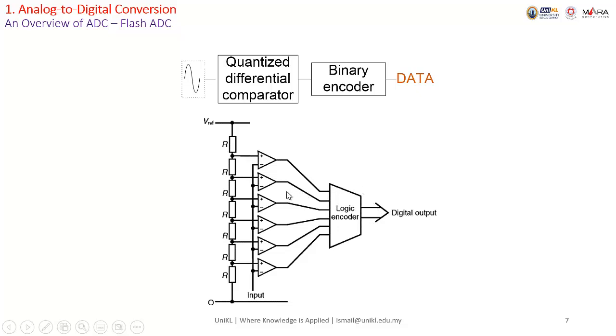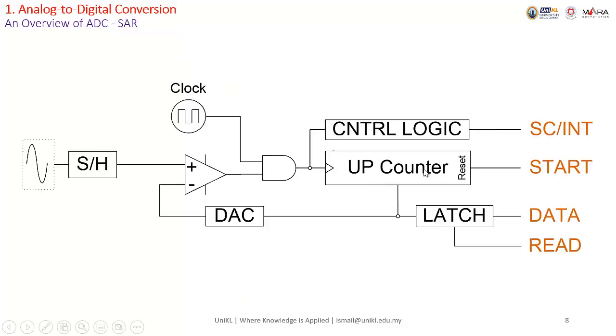But however, it needs a lot of comparators. So by increasing the number of comparators, we have a higher resolution, but the cost is increased. That's why this flash ADC is rarely used, except in the case that we need very good ADC outputs, right?